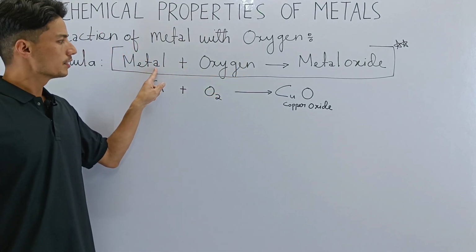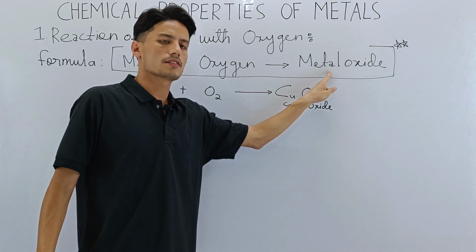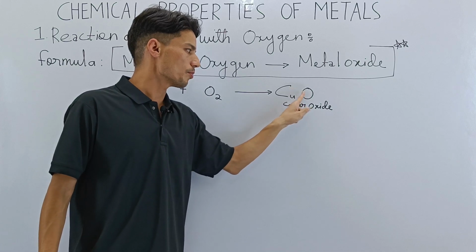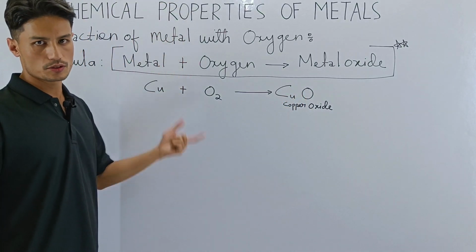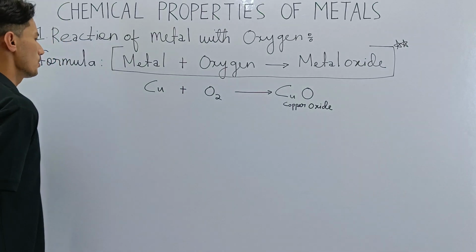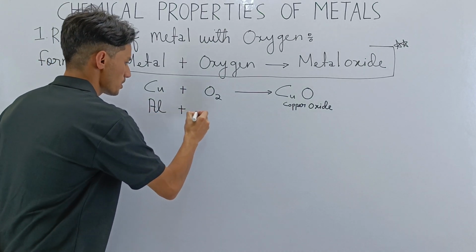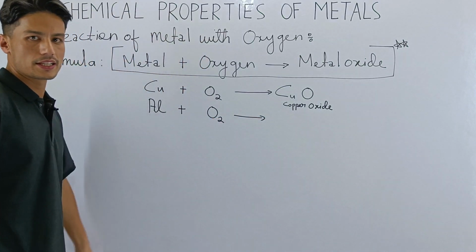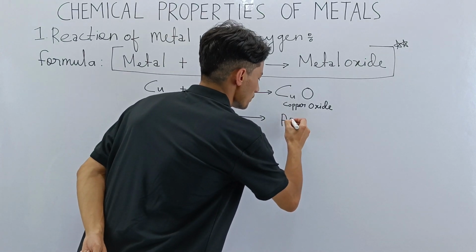Any metal with oxygen, what will you get? You will get the oxide of the metal. So basically it's metal oxide. So this is copper oxide. Alright, it's this easy. You can try with any metal. Let's take one more example. Let's take aluminum. Aluminum plus oxygen. What will we get? Yes, we will be getting aluminum oxide. What is the formula of aluminum oxide?